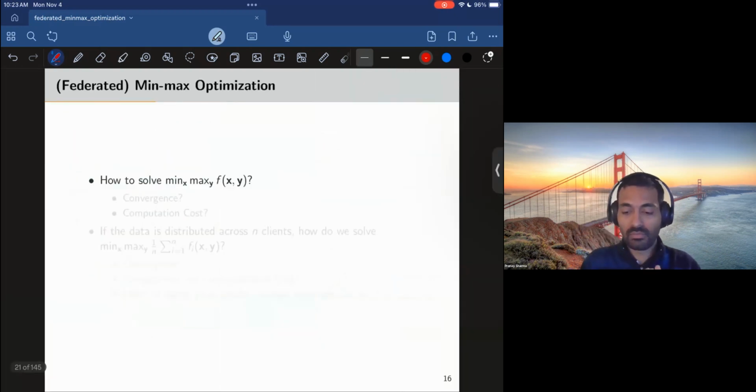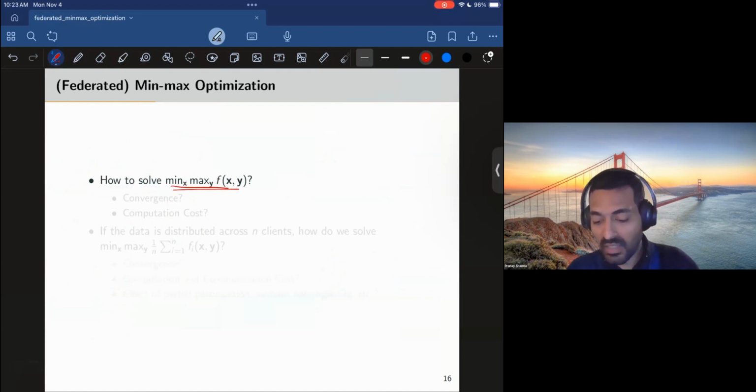Okay. So what have we discussed so far? We looked at a number of applications where solving simple minimization problems, which we have seen so far in the course, are not sufficient to model these slightly more complex problems. And therefore, we want to model these problems using a min-max formulation. So in this lecture, we want to understand how do we solve such problems.